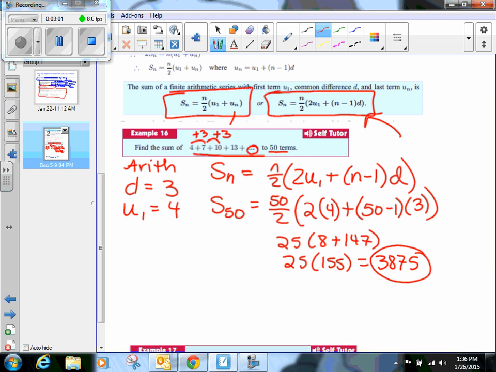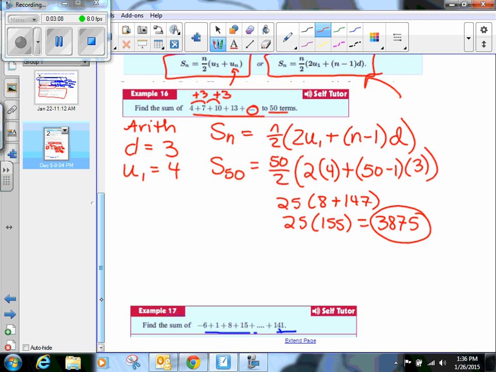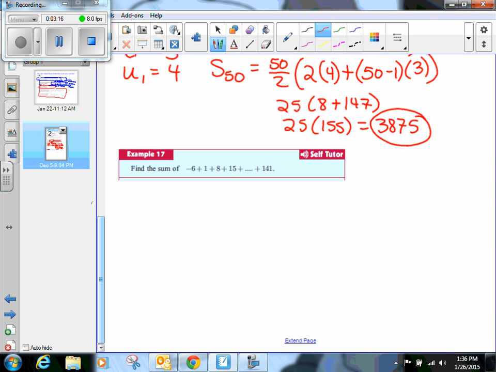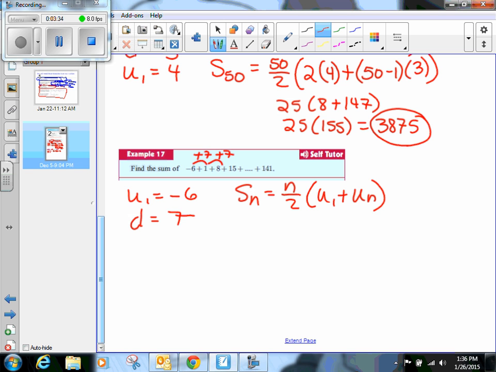Now with this one, not knowing the last term, this one would have been a little bit more difficult. Could we have used that formula? Maybe, but this one was the easiest and most accessible. So now for the next one, we'll take a look at using the other equation. In the other equation, we have Sn equals n over 2 times u1 plus un. We want to look at what we know. We know that u1 is negative 6. The common difference is 7 each time. And the last term in this sequence is 141.